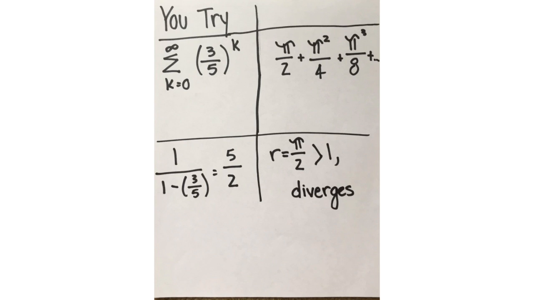If you found this term in this equation, you would have a equals pi over 2, but r is also pi over 2. That means that since pi over 2 is greater than 1, the series would not converge to a number, but instead would diverge.